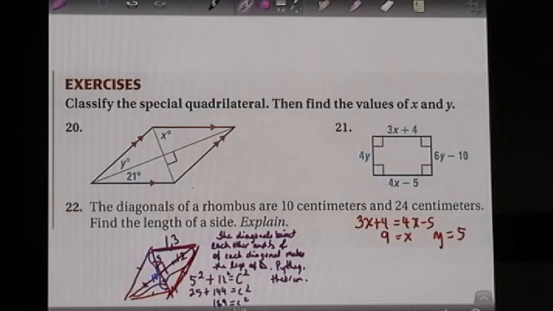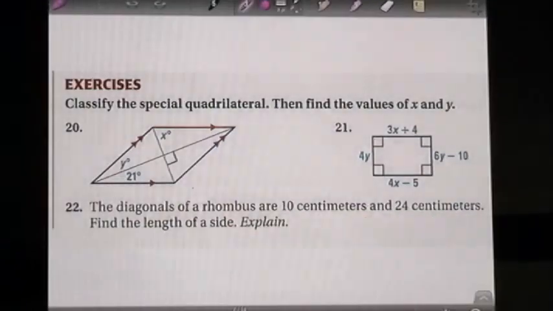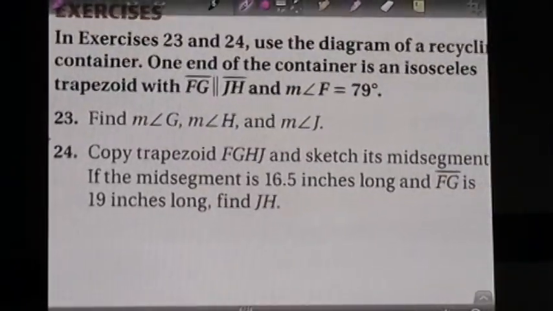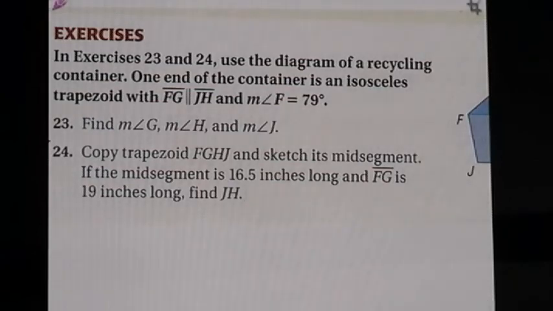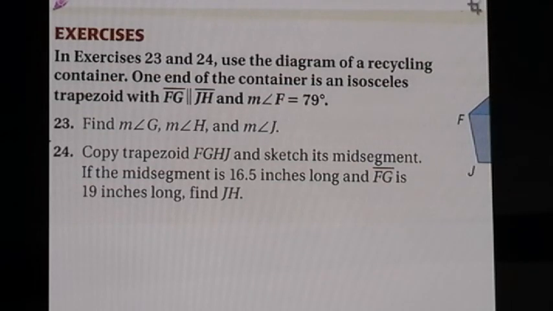Okay, decluttering and moving along. Okay, this one says, in exercises 23 and 24, use the diagram of the recycling bin. Thank goodness we don't still use recycling bins that look like that.